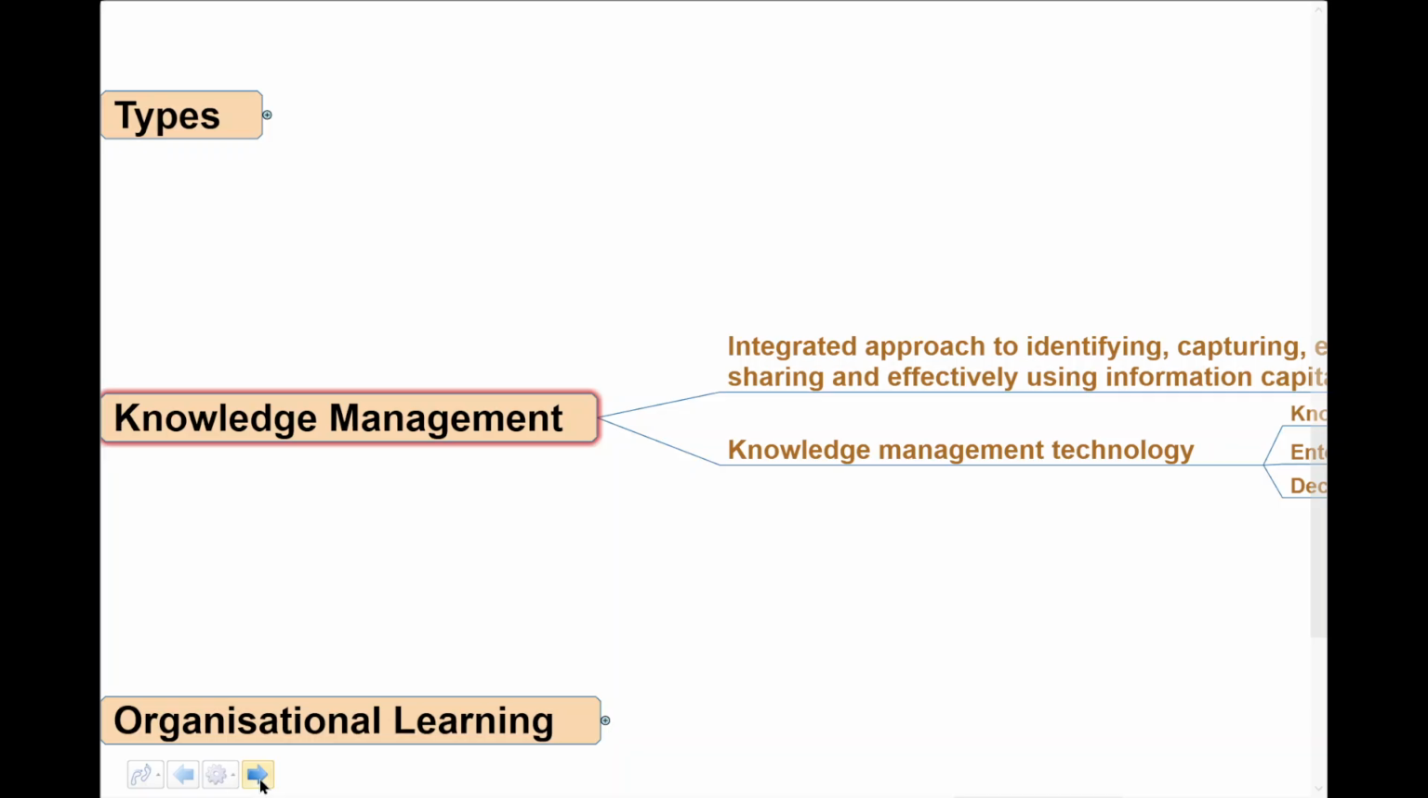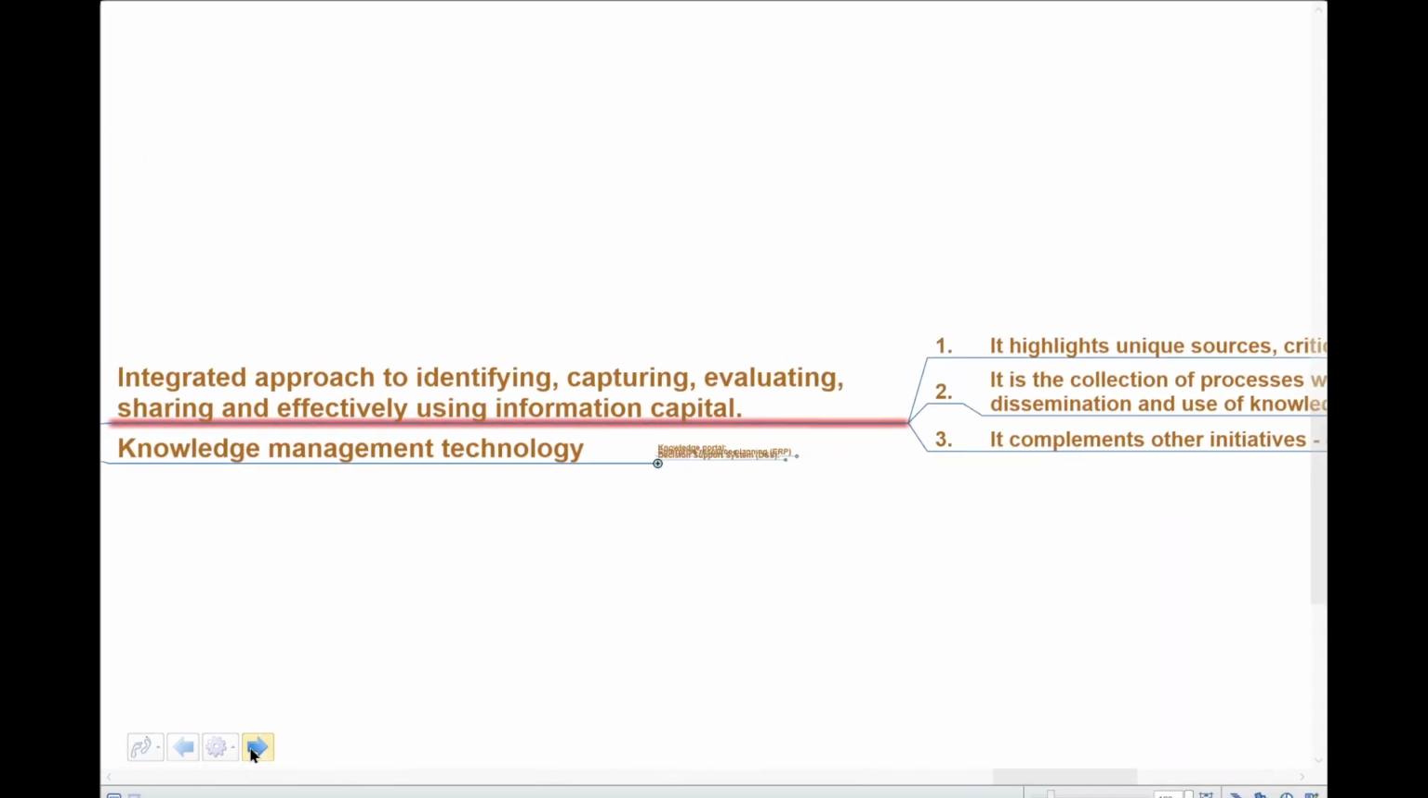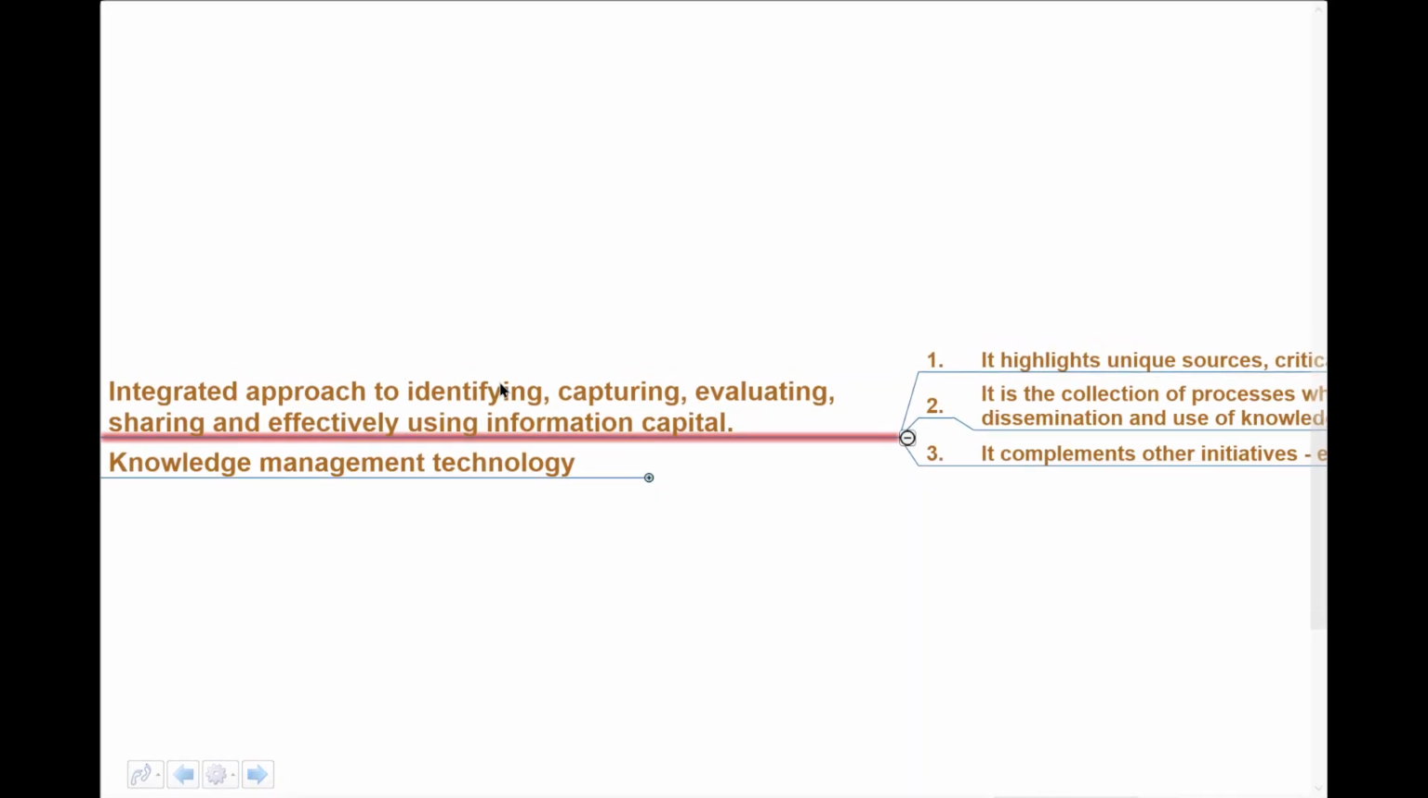What do we mean by managing knowledge, or knowledge management? First key point is that we're talking about an integrated approach. In other words, an approach which joins the dots and identifies, captures, evaluates, shares, and effectively uses information capital. So we're saying that a firm has several different forms of knowledge, tacit, organization-wide, etc. So knowledge management is, broadly speaking, how does the firm use that knowledge to make decisions?